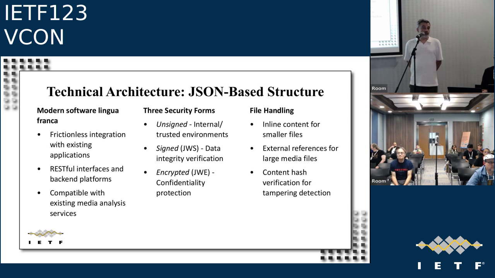We have three security forms of the vCon. One is unsigned for internal and trusted environments. That would cover interoperation between systems under one security boundary. We have a signed version, which allows us to do data integrity, really good for shipping it across a boundary, and encrypted when we want to have data protected at rest.